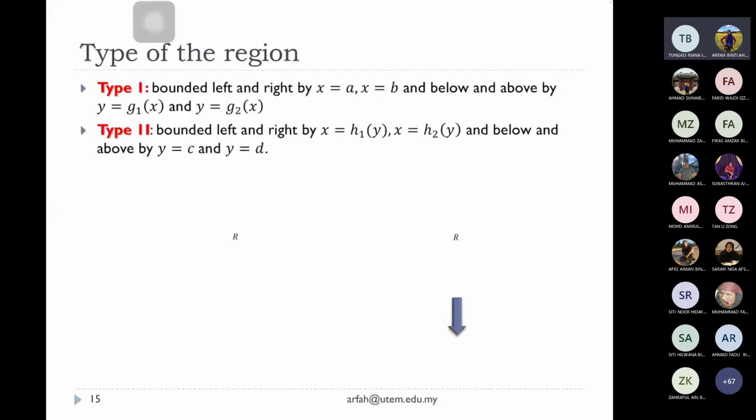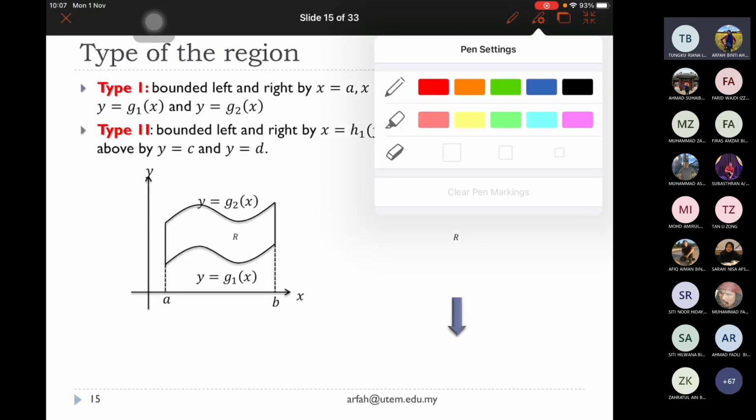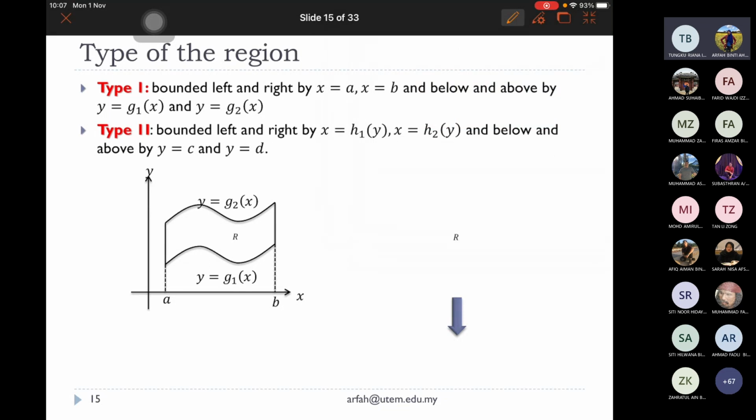Okay. So type of region, if we have type 1 region, meaning that the region is bounded left and right by x equal to a and x equal to b, and below and above by y equal to g1 and y equal to g2. So yang ini adalah type 1. Kalau awak lukis, x is this one, so this is the region for x. x taking the value between a and b, and belah atas ni pula untuk y. So y ni pula dia adalah function dalam sebutan x. So this is equation of y equal to g1(x) and y equal to g2(x). So in this case, y akan mengambil nilai antara g1(x) and also g2(x).